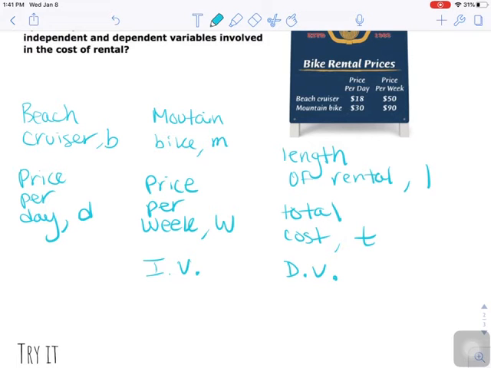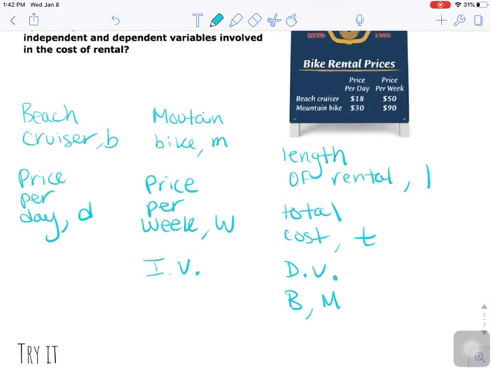So number one, the beach cruiser. Do we think this is a dependent or an independent variable? So the beach cruiser is dependent because it depends on the rate. I'm actually just going to use the variable. It might be better for that. The beach cruiser depends on the rate per day or week. And the mountain bike also depends on the price.